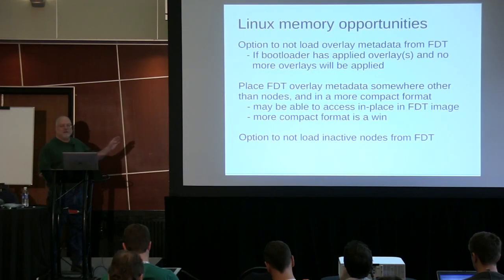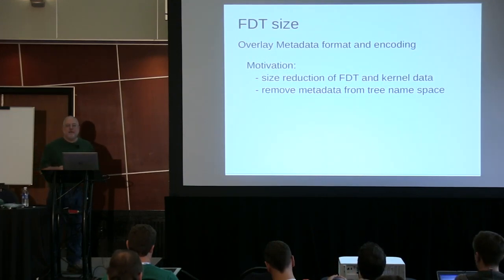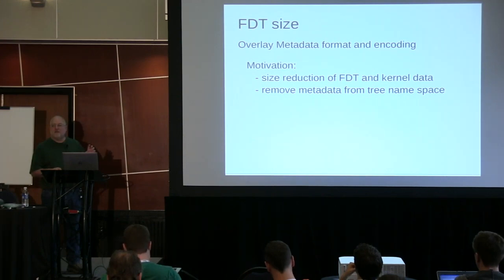I'm not going to talk about this slide unless we have time left over. We can bring it up in Q&A, but there are other opportunities thinking forward where we can try and shrink size. One big area that I'm concerned about is when overlays are used in the kernel, the base device tree has to have symbolic information that's used when you load the overlay. And it turns out that that adds a lot of size to the flattened device tree and to the in-kernel memory usage.